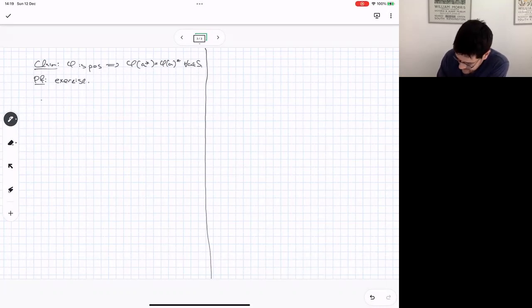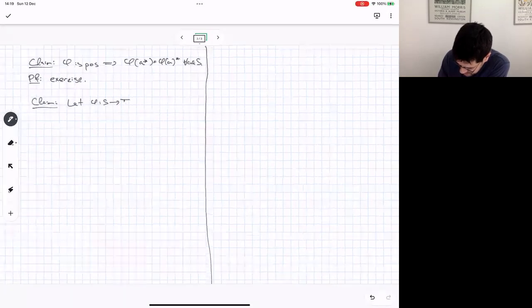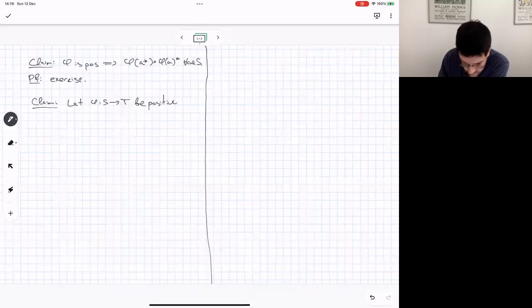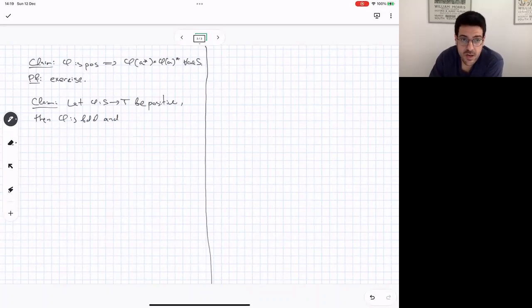Okay, now a claim that I will prove with you. Let phi from S to T be positive. Then phi is bounded, but something can go wrong. It might be that it is not contractive, that the norm of phi is less than or equal to 2 times the norm of phi of 1.